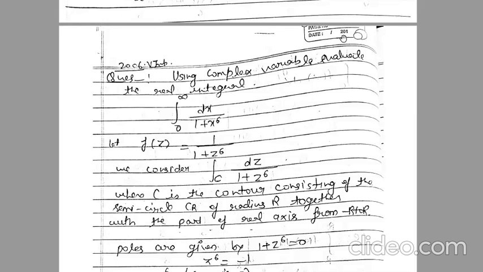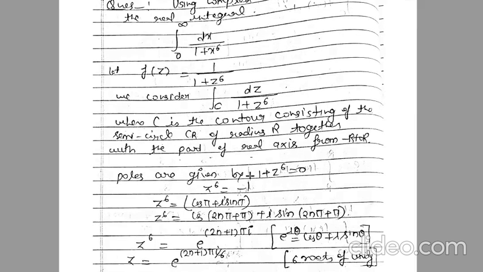Using complex variable, evaluate the real integral. So we need to solve this integral by using our contour integral, the complex integral, right? So what is the first step of our method? Let f(z). You will change your function in terms of z. So f(z) is equal to 1 upon 1 plus z to the power 6. Now we consider the integration over C of dz upon 1 plus z to the power 6. So this is our integral value.